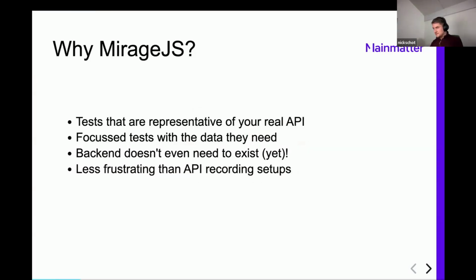Why do we want to use Mirage? It's meant to help you write tests that are representative of your real API in kind of a focused way. You can use it in a way that API data is seeded per test or per group of tests. And that should normally mean, in our experience at least, that the tests are easy to write, navigate, and maintain.